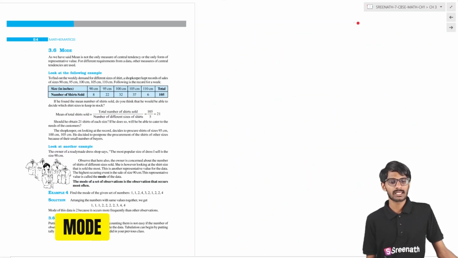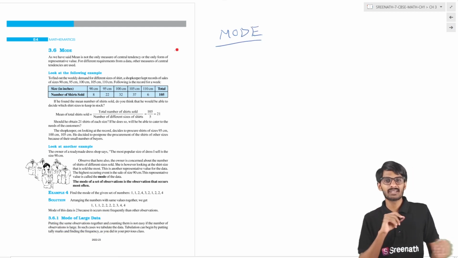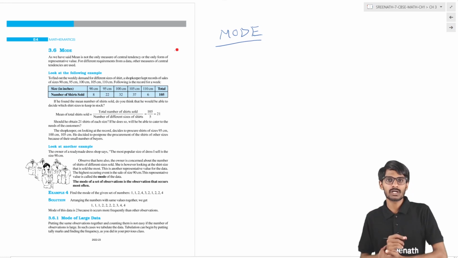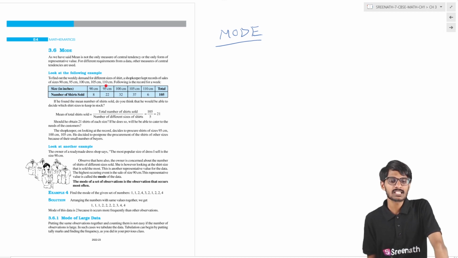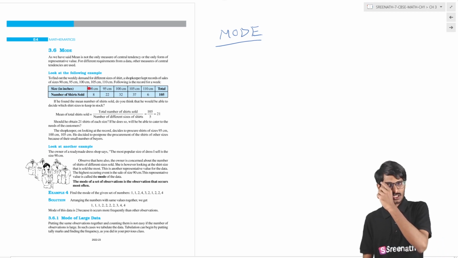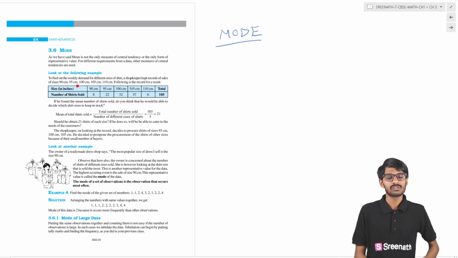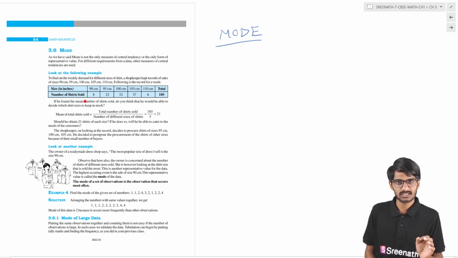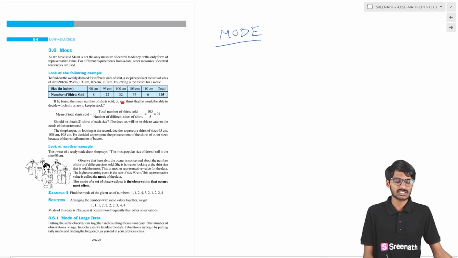Next thing we are going to learn is mode. So what is the mode? We know we have the mean to find everything, then why do we need mode? I am asking you one question, students. Suppose there is a shopkeeper who has a record of sales of shirts of different sizes, and how many shirts are sold in a week. 90 centimeter shirts sold 8, 95 centimeter shirts sold 22, 100 centimeter shirts sold 32, and total shirts are 105.